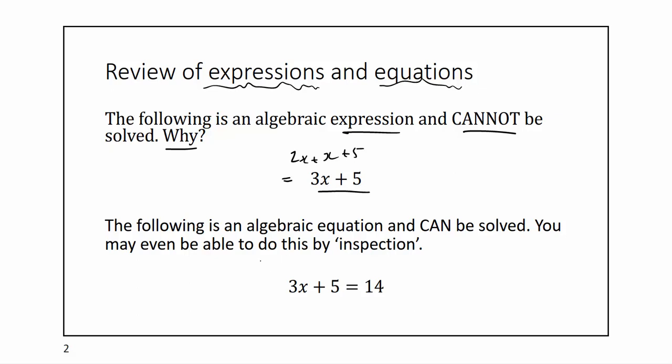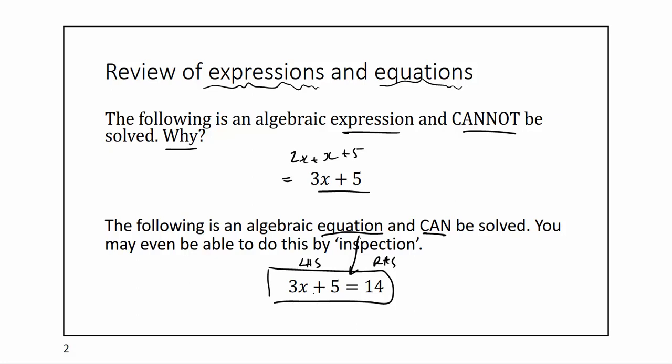Now let's have a look at another one, and it's this one here. It's the same expression part over here, but all of a sudden we've got it equal to something, which is 14. So the following is an algebraic equation, and the reason it's considered an equation is because it's got an equal sign in it, and it can be solved. You may even be able to do this by inspection. So let's actually solve it. What we can do here is have a look at this left-hand side, LHS, and this right-hand side, RHS, and see if we can solve it.